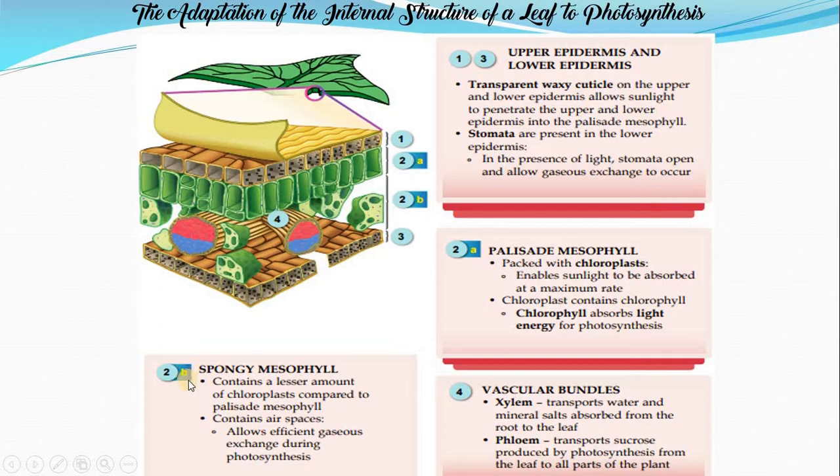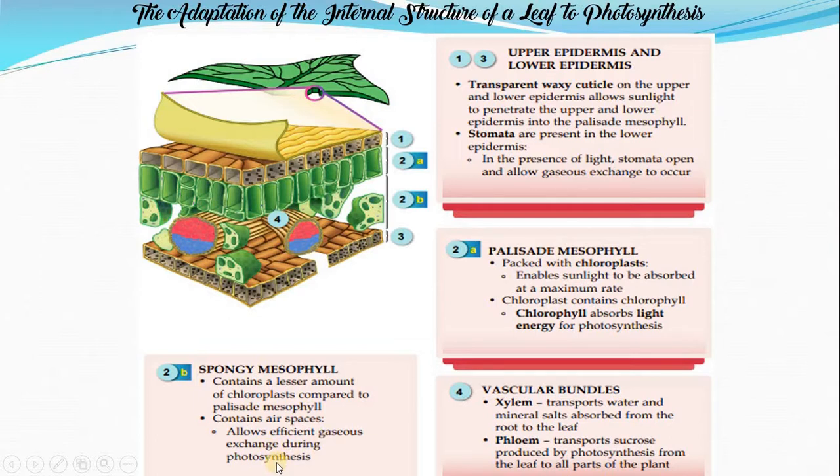Then 2B, we go to the spongy mesophyll. What is the adaptation of the spongy mesophyll? It contains a lesser amount of chloroplast compared to the palisade mesophyll, and it also contains airspace. Airspace is very important because it allows efficient gases exchange during photosynthesis.